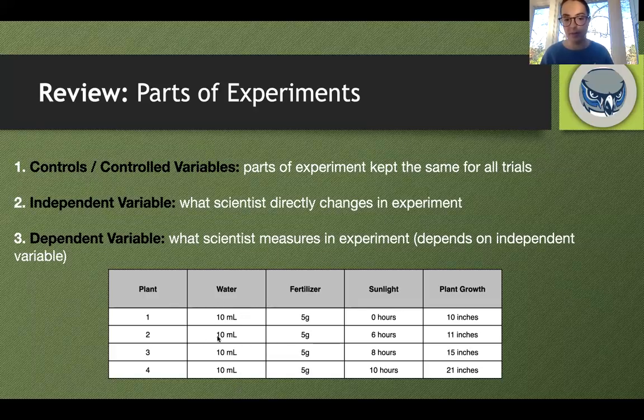All 4 plants got the same amount of water. Fertilizer is also a control. All 4 plants got 5 grams of fertilizer.